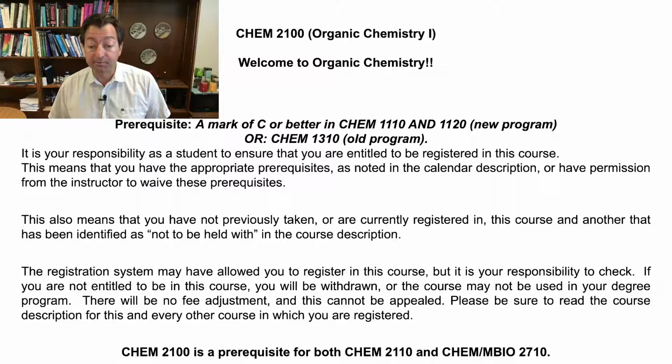Chem 2100 is a prerequisite for both Chem 2110, that is Organic 2, and Biochem 2 under the new program. The course number is 2710. So you need this course to get into either one of those courses as well.